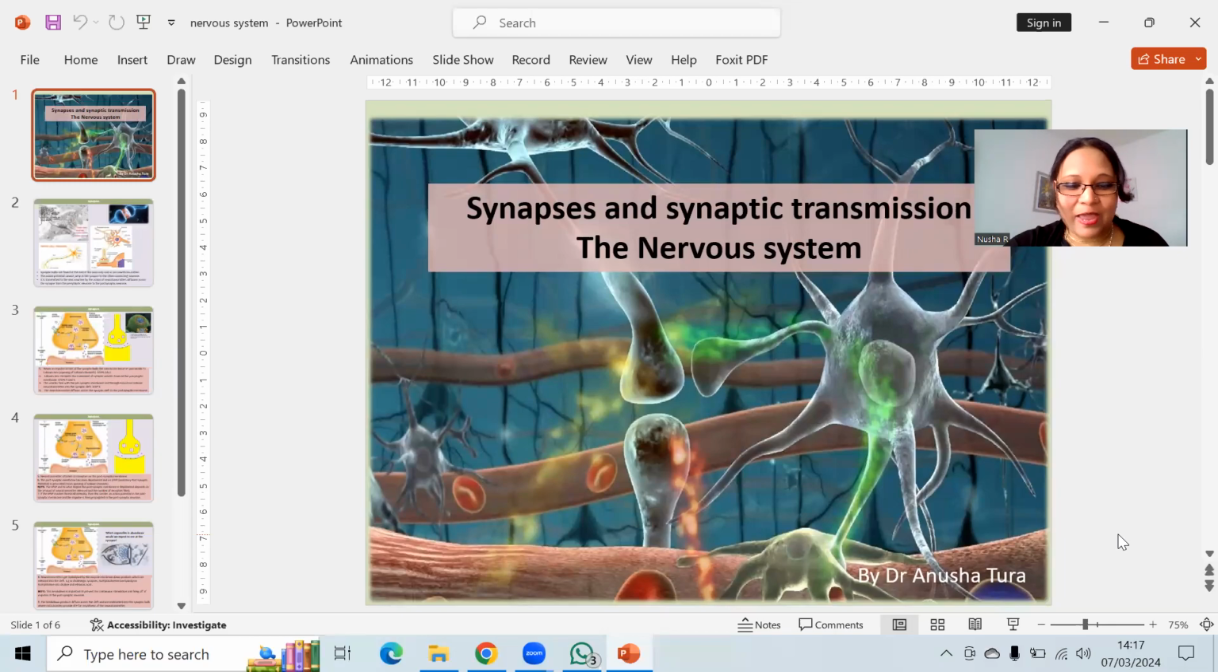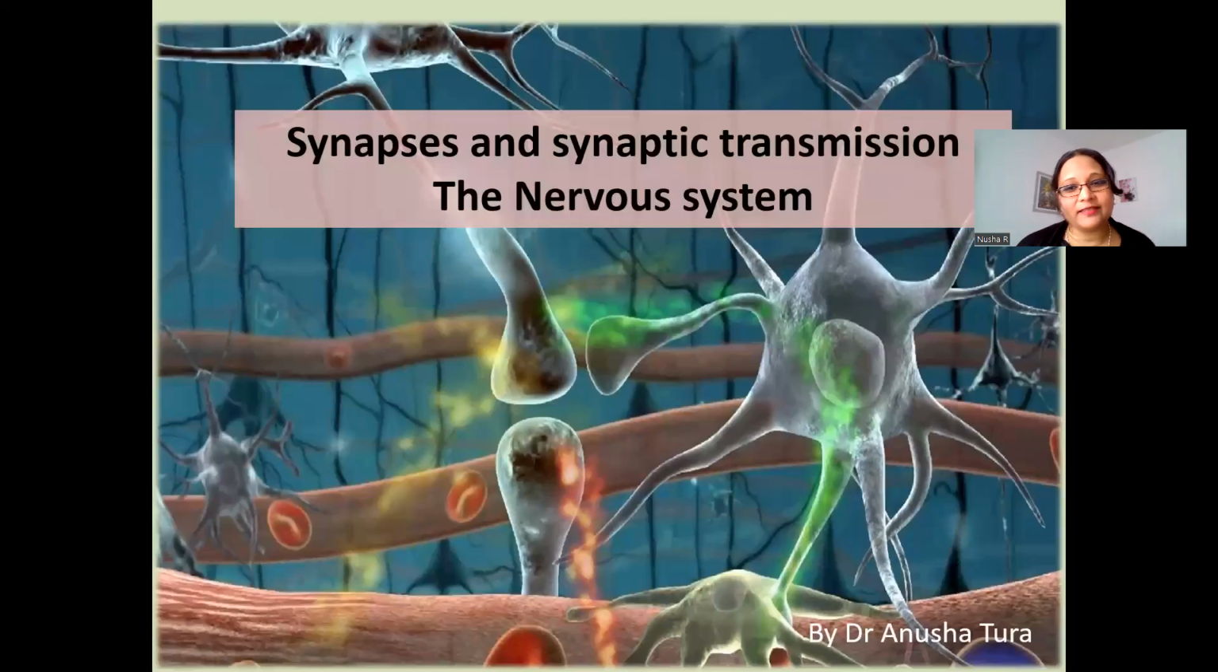Everyone. So today we're going to look at the nervous system, in particular the synapses and how action potentials are transmitted across the synapse to the neurons.